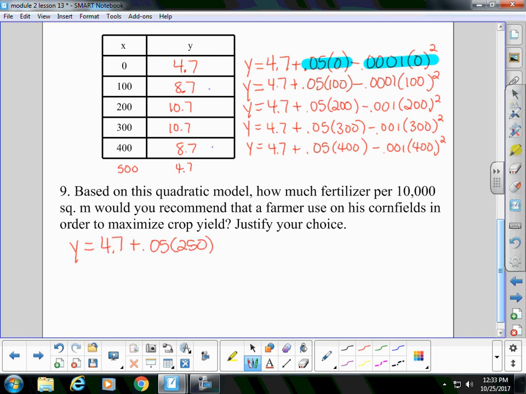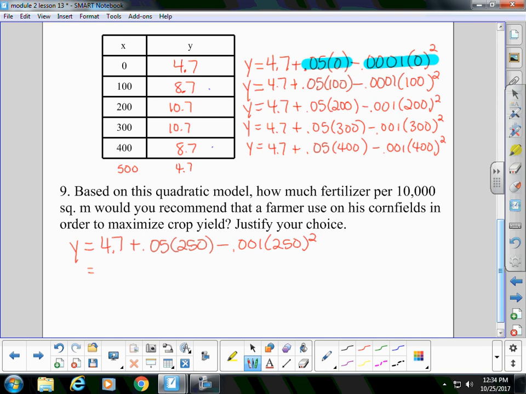The reason I know that is because right in the middle, because of the pattern of the points, they are starting to repeat again. And so the middle is going to be right in the center of where they start to repeat again. So let's try that number and see what we get.